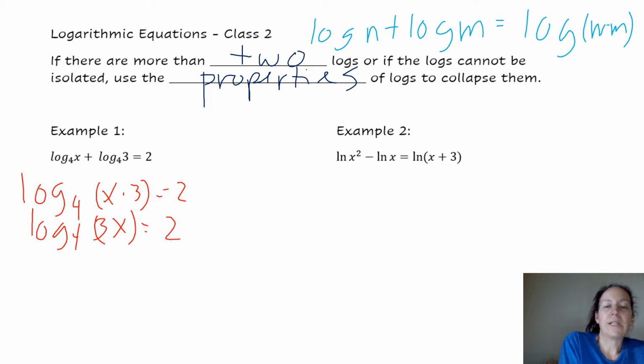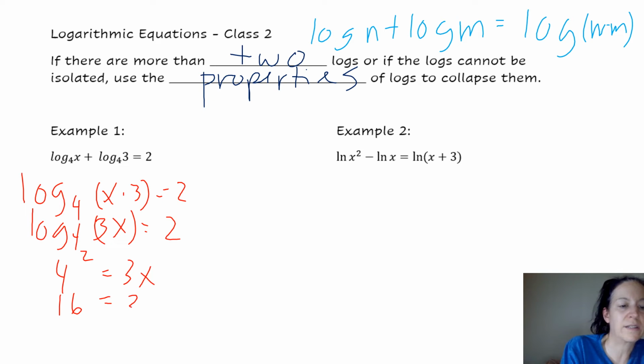So now that I have it written as 1 logarithm, I can change the form over to an exponent. So in this case, the base is 4. The exponent will be 2, and that'll be equal to the 3x. So we're just going to go ahead and change the form. So 4 squared equals 3x. 4 squared is equal to 16. Divide both sides by 3, and quite frankly, I think I'm going to leave it like that.